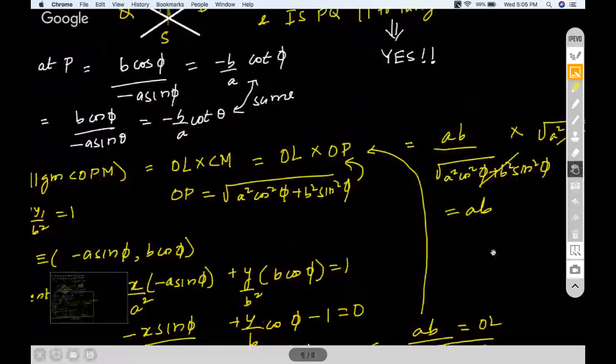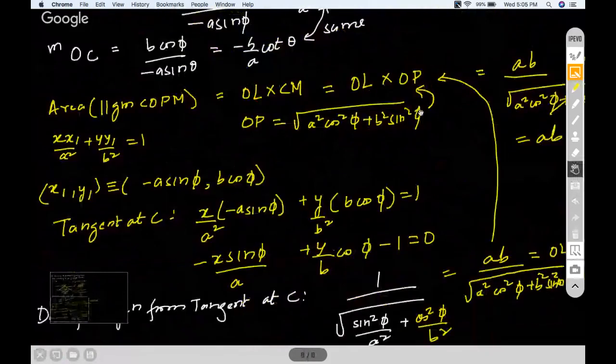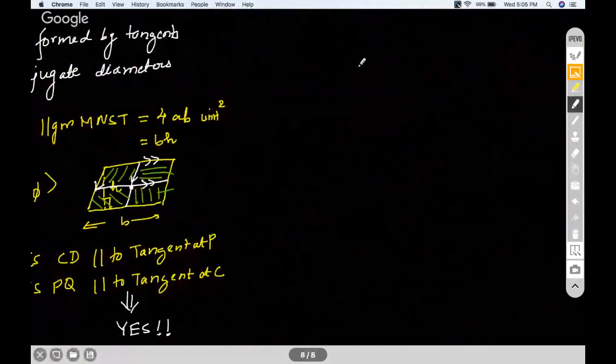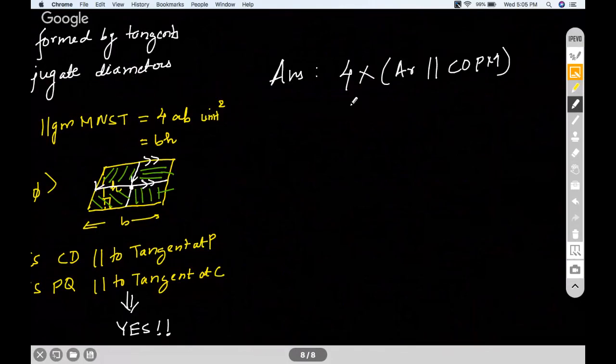Now, as I already discussed with you, the area of the required parallelogram would be 4 times the area of the parallelogram COPM. So your answer is going to be 4 times AB. Okay, and hence proved. Is that fine, guys?